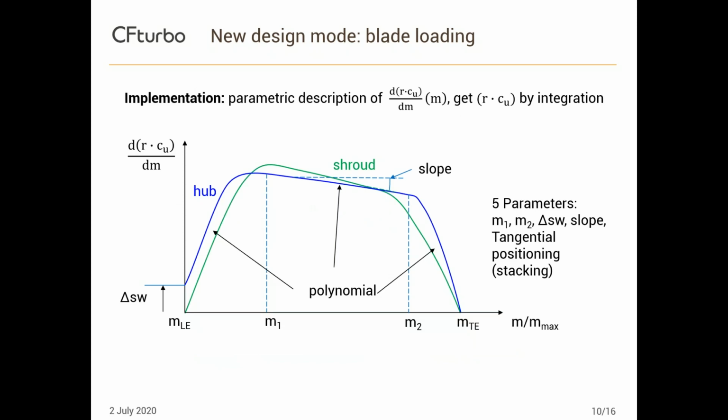So what we did was we implemented a parametric description of that derivative of the swirl distribution, and by integrating it, we can incorporate some boundary conditions to that. The parametric description is based on 3 polynomials in 3 different positions, and there are 5 parameters that describe these distributions, and these are the delta at the leading edge on the left-hand side, then the 2 meridional positions that connect the 3 polynomials, and then there is the slope in the middle, and those 4 parameters together with the stacking position, that's the 5th parameter, describe entirely that blade loading.